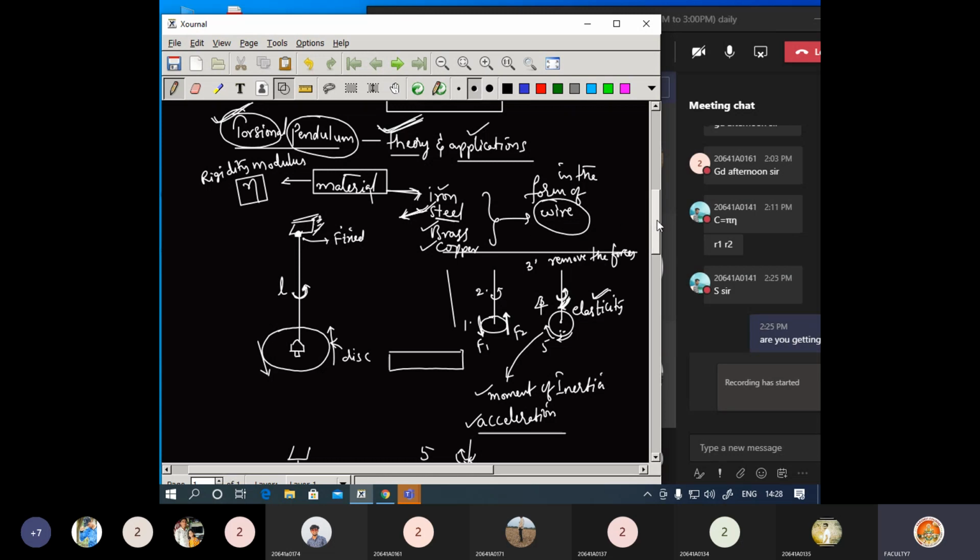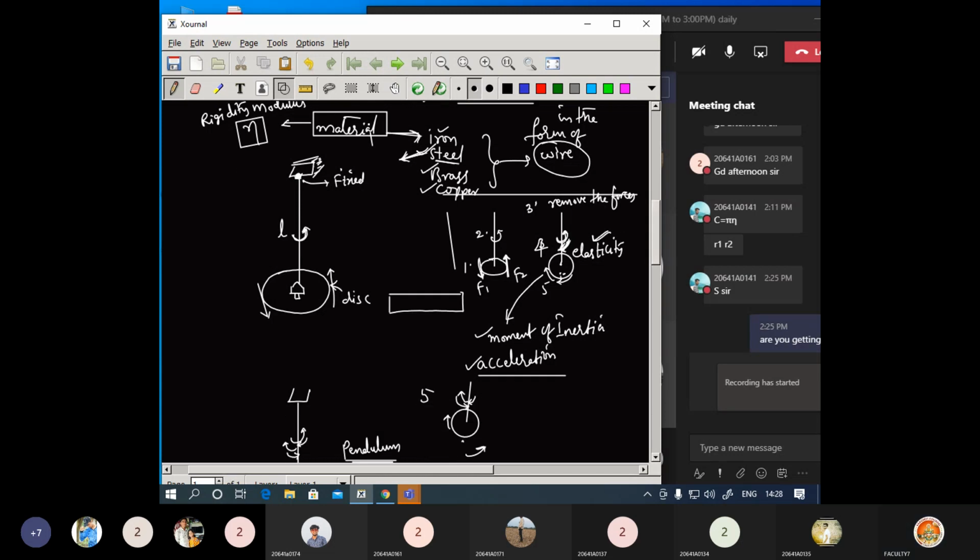Now here, you are going to take a material. The examples I wrote are iron, steel, brass and copper. You can take any one of the materials, and it should be in the form of a wire. This is a wire between these two points. The wire length is L, so L is the length of the wire.